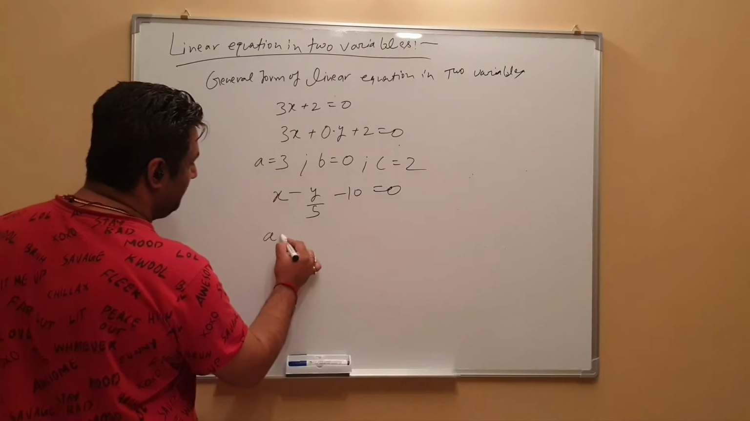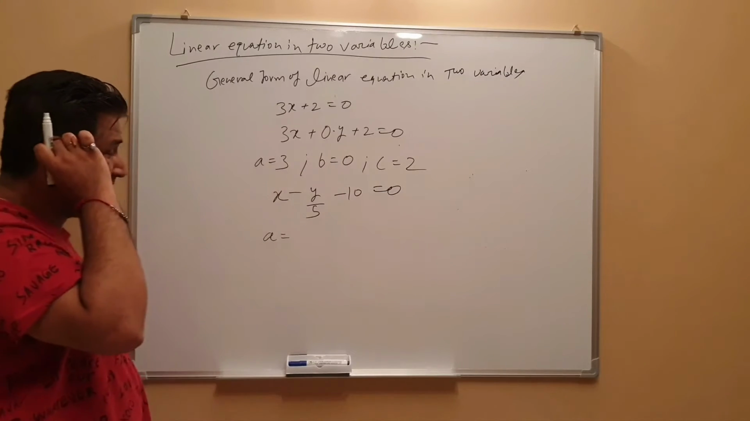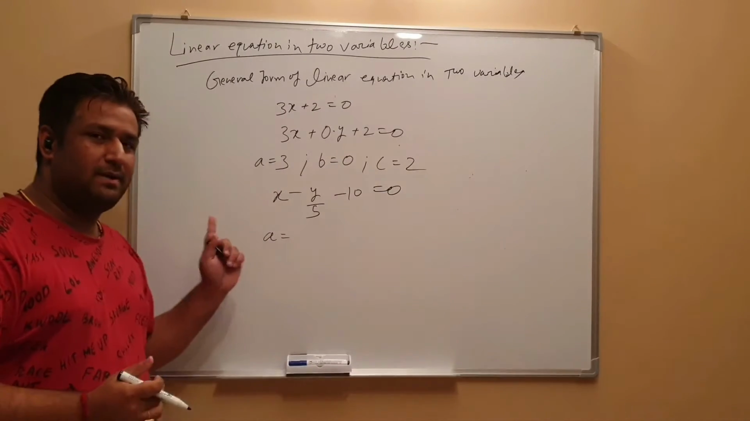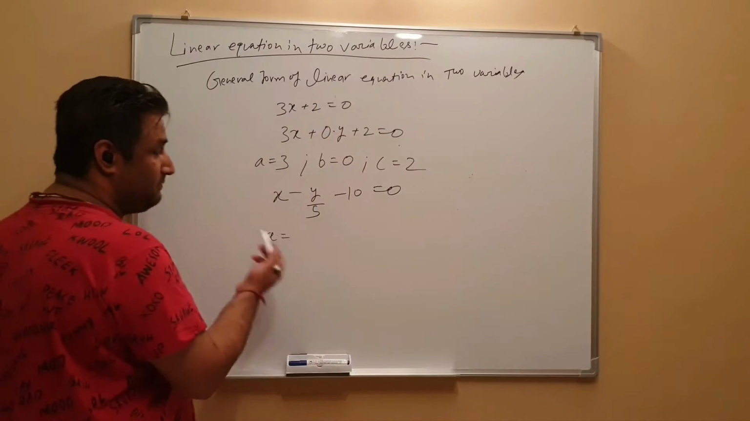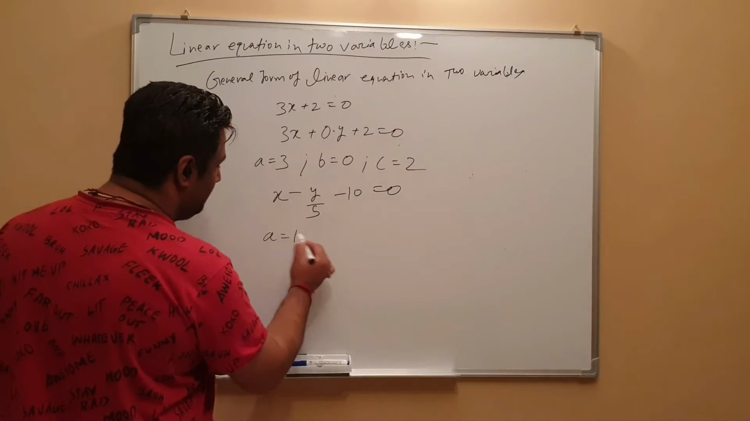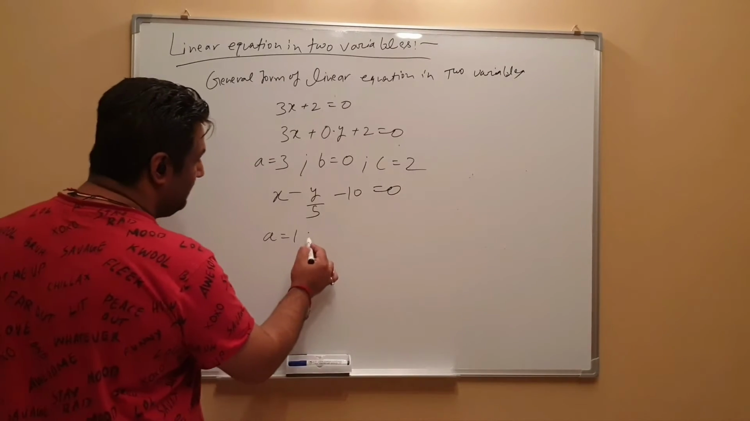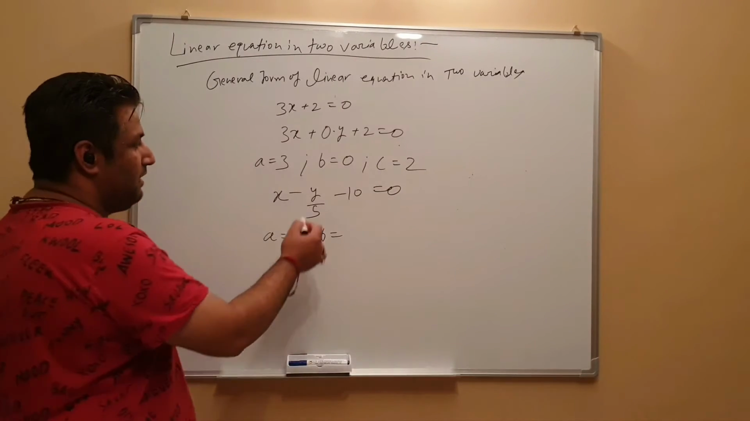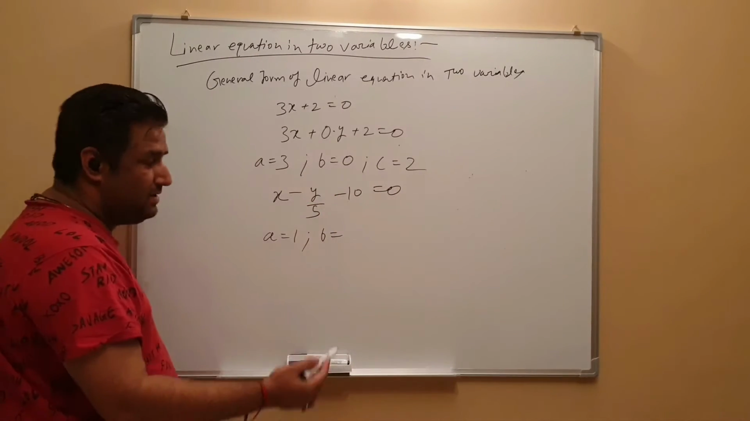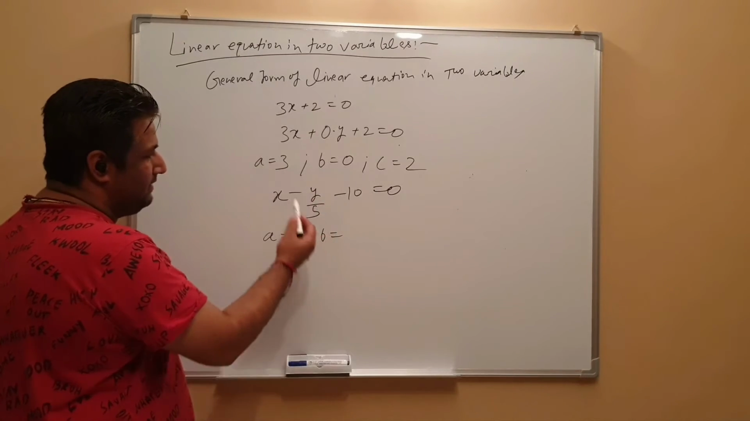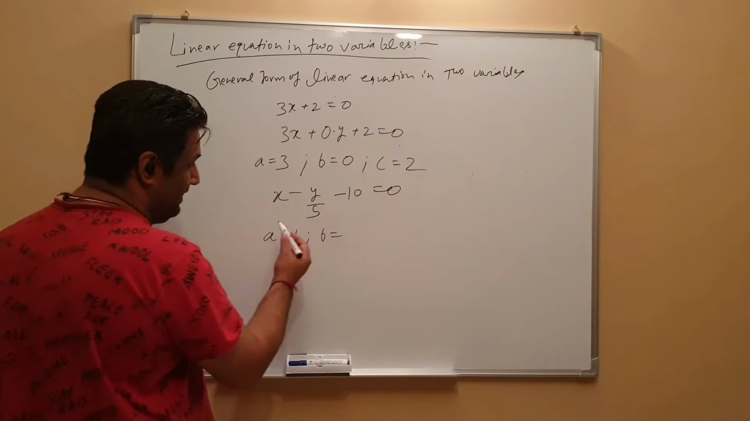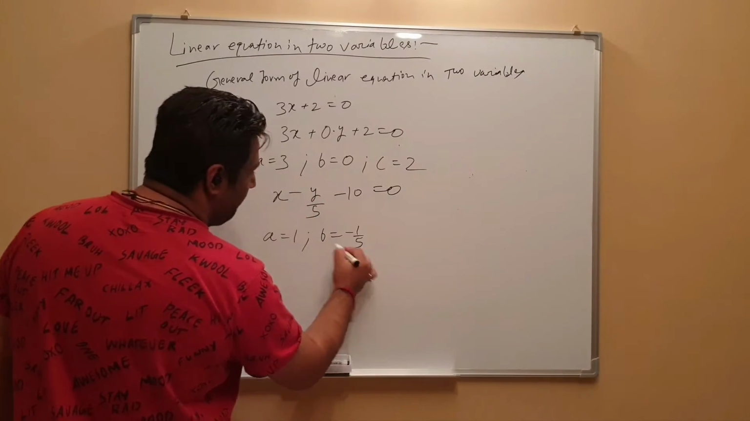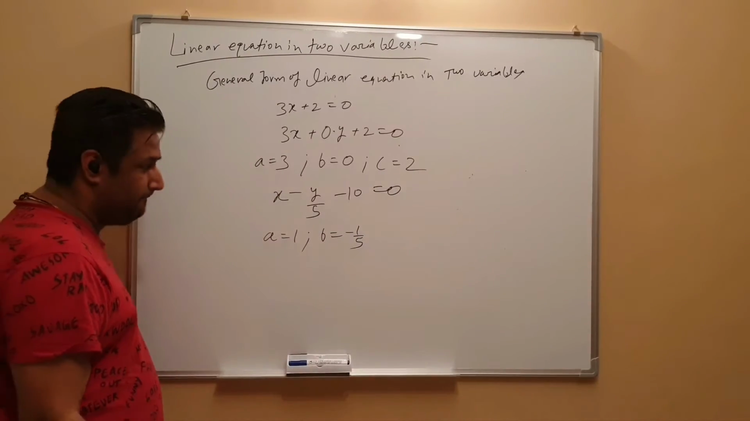Now A is going to be obviously the multiple of x. If you see here carefully, nothing is multiplied to x. So if nothing is multiplied, that means 1 is multiplied, so it is going to be 1 in that case. Now B is basically nothing but the multiple of the y term. What is multiplied to y? Negative 1 over 5 is multiplied to y.